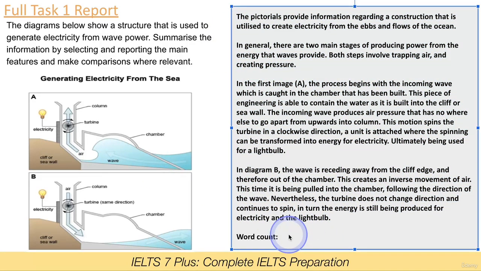So this comes to about 198 words. So we're looking for a 150 word minimum. I think this is a good amount to aim for in your answers. And yeah, we can see that we've approached diagrams in the same way as we would approach other types of task ones. Okay, brilliant. So that brings us to the end of our two task ones today.